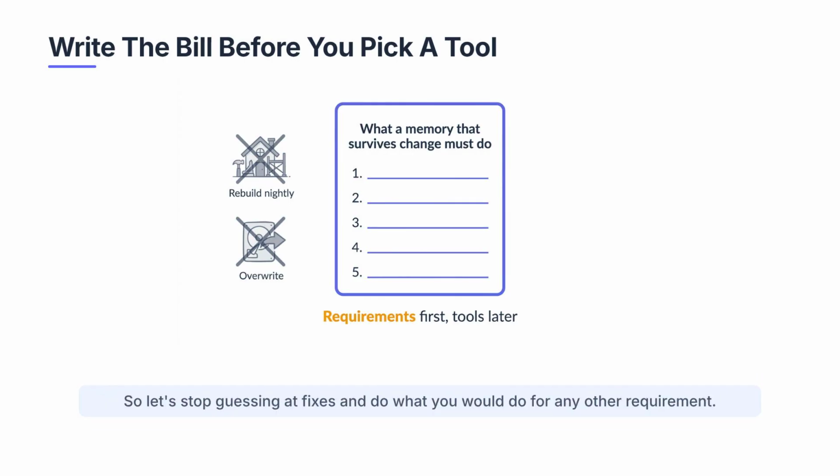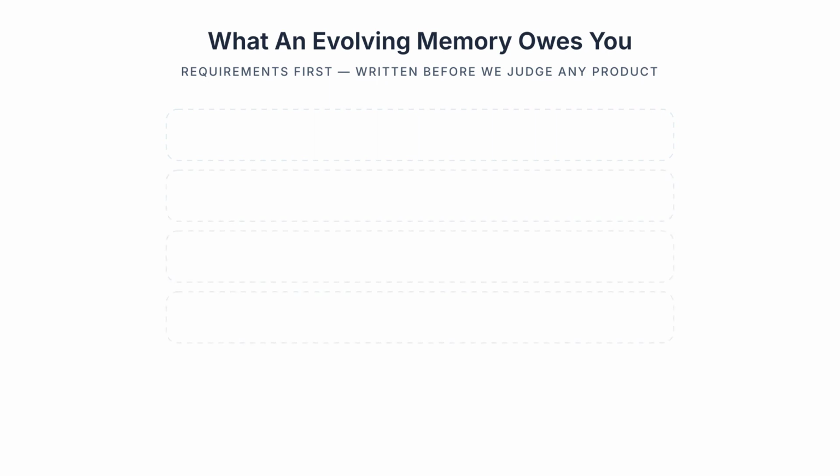So let's stop guessing at fixes and do what you would do for any other requirement. Write down what a memory that survives change actually has to do. 5 obligations, in plain English, with no vocabulary you need to look up. Everything in the rest of Part 2 exists to satisfy these. So, before we look at a single system or a single line of code, let's write down the bill, because this is the checklist we will hold every product in Part 2 against.